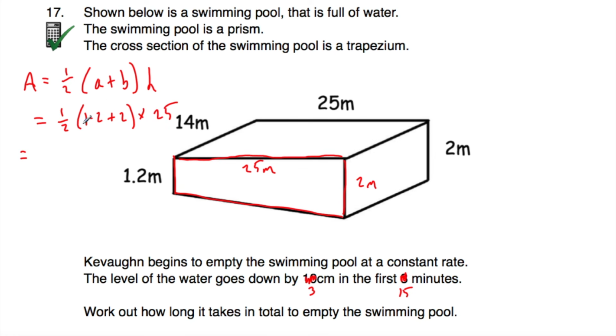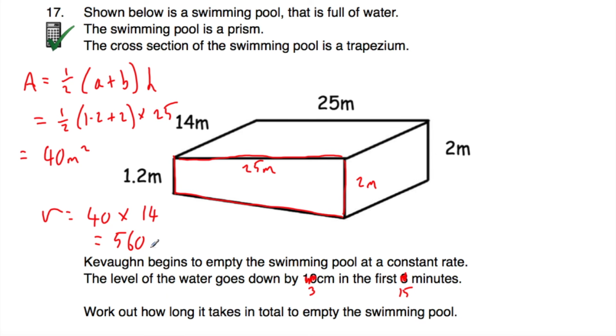So now let's work this out as a calculator question, so that's quite nice. And that's equal to 40 metres squared. So the area of the cross-section is 40 square metres. And then to find the volume of the pool, we now need to times that cross-sectional area, that 40, by the length of the prism, which would be 14, so times by 14. And 40 multiplied by 14 is equal to 560.